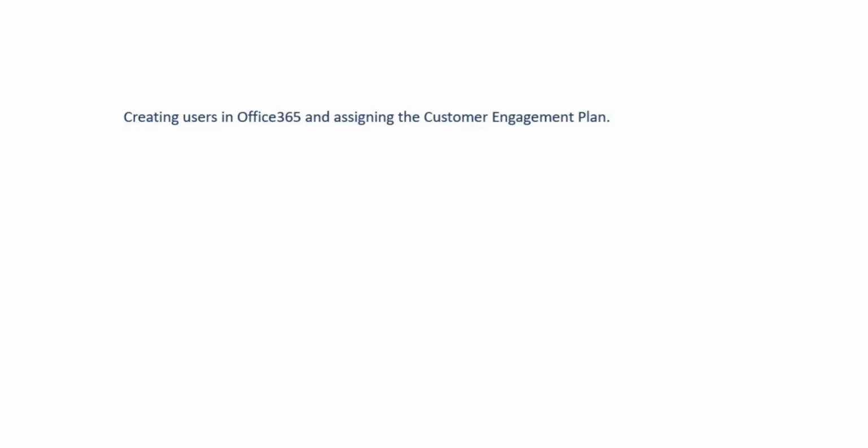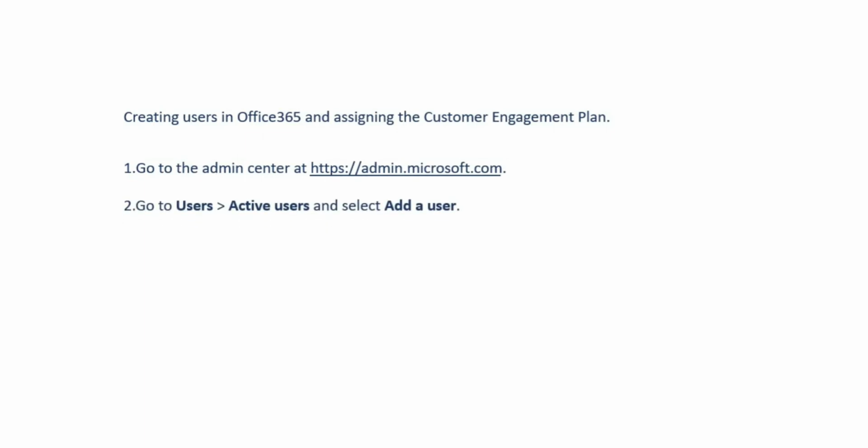Here are some steps we need to follow while creating the users in Office 365. Go to the Office 365 Admin Center by clicking the Admin Center gear icon in Office 365, and next, go to Users, click on Active Users and select Add a User. Then you need to set up the basics like first name, last name, username, password, and so on.